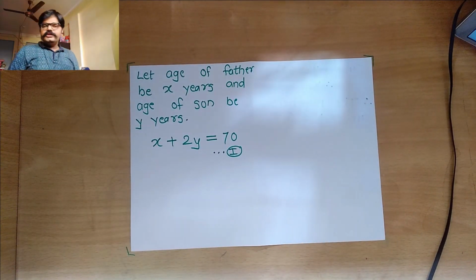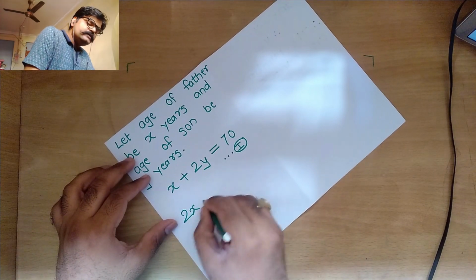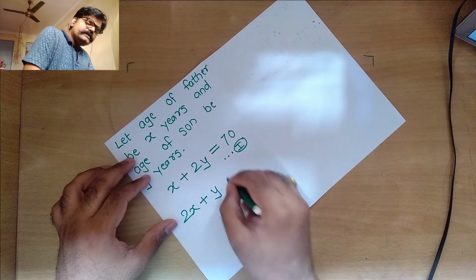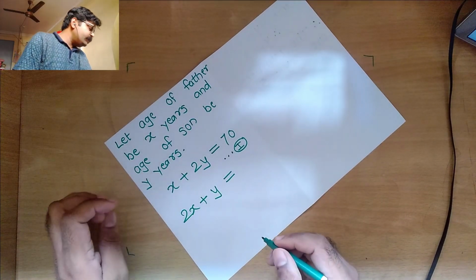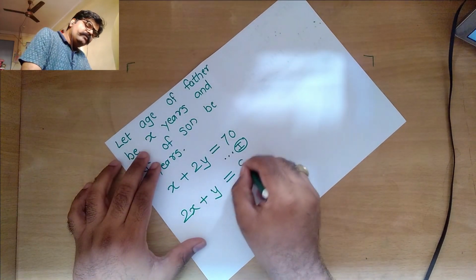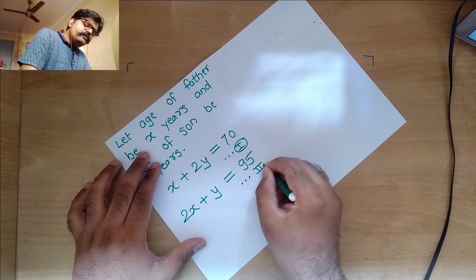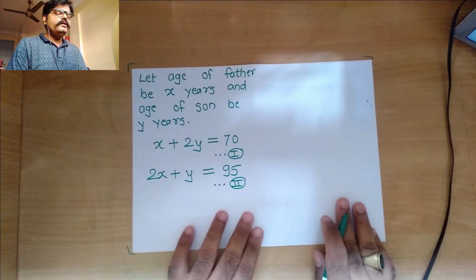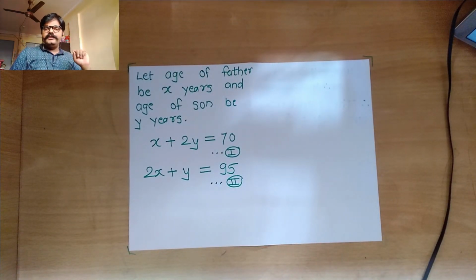The second situation they have given is that if we take twice the father's age, that means 2x, and add it to the son's age, the total is going to be equal to 95. This will make up our equation number 2. So these two equations we have received from the sum. Now we are going to solve them.